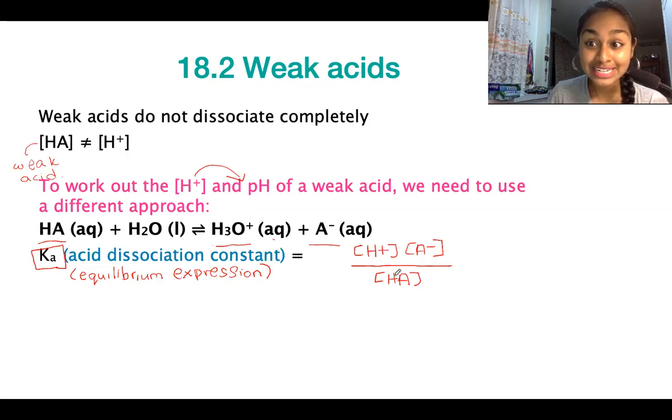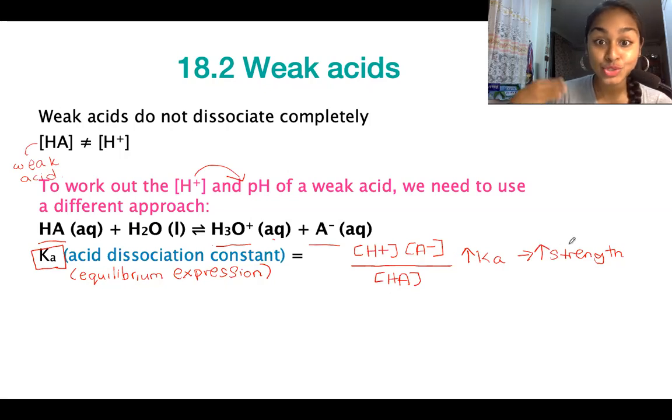This is really important. So Ka, because it's a dissociation constant, essentially tells us about the strength of an acid. So if I have a large Ka, this means that there's lots of dissociation, and this means that I'm going to have a stronger acid, because we know that the stronger the acid, the more it dissociates. So that's why Ka is really significant.